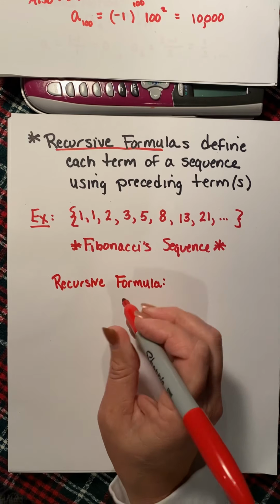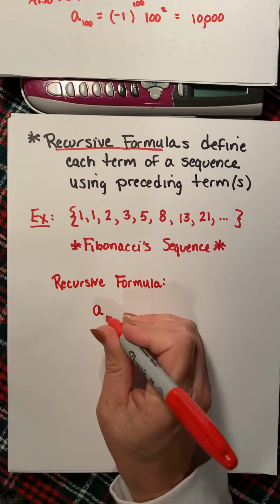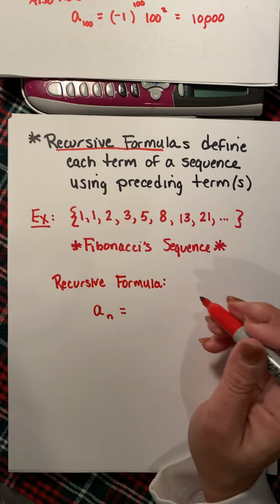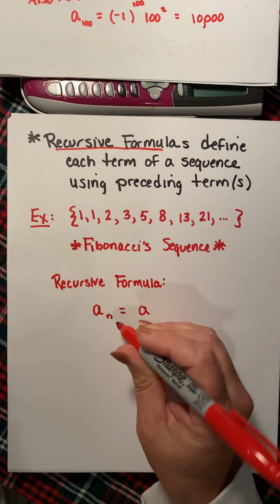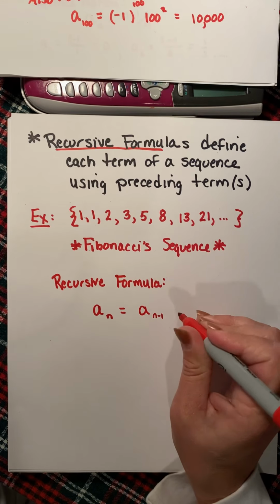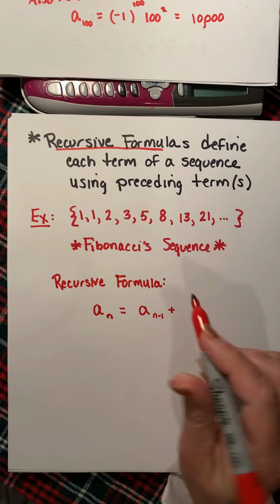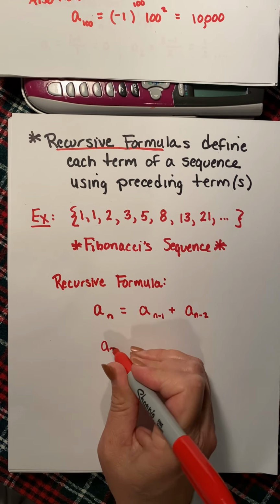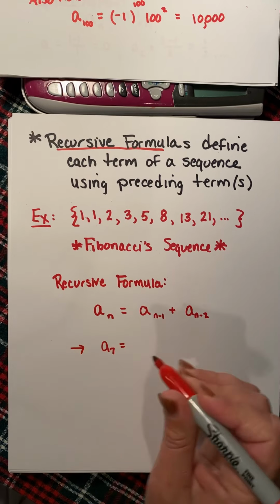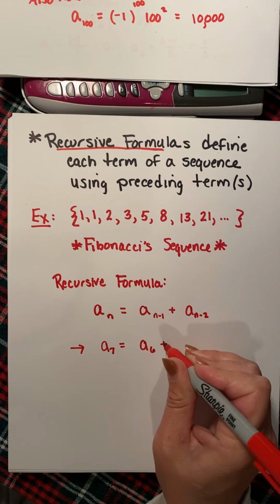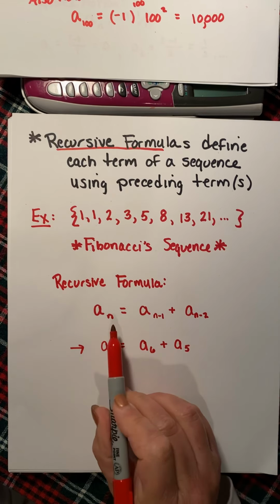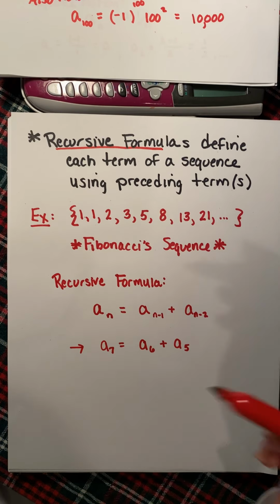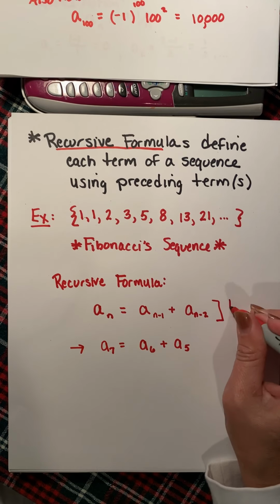The recursive formula for this would be, well, the nth term is the sum of the two terms before it. So how do we write that out mathematically? Well, the term before the nth term is the n minus 1 term. And then the term 2 terms before this term is the n minus 2 term. So for example, the 7th term, this is telling me that the 7th term would be the 6th term plus the 5th term. So if n is 7, this would be 7 minus 1, and this would be 7 minus 2. So this is the template for the Fibonacci sequence formula.